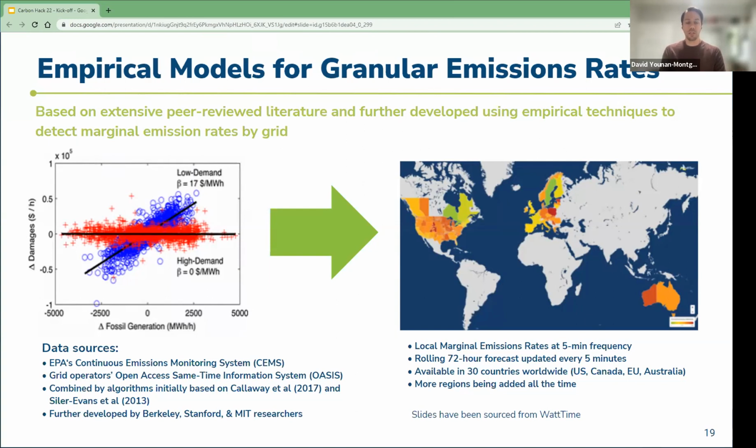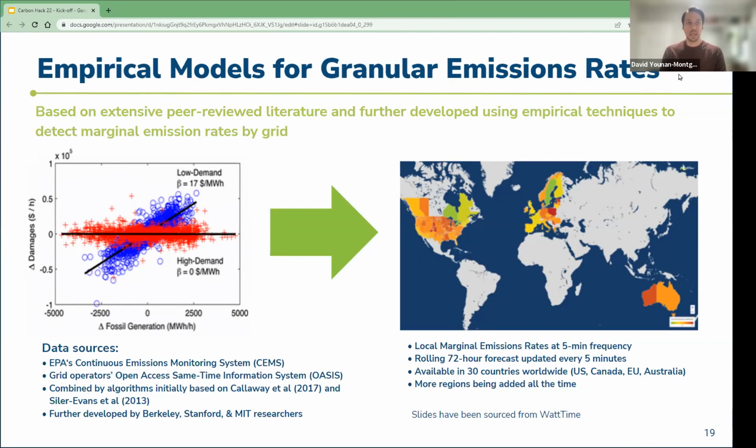And then we use various machine learning techniques to look at all of the various grid conditions that are associated with those emissions and generation events in order to say, for a specific time and place, how would emissions change based on what we've seen in the past? How would emissions change if there's a change on the grid at a specific place and time?